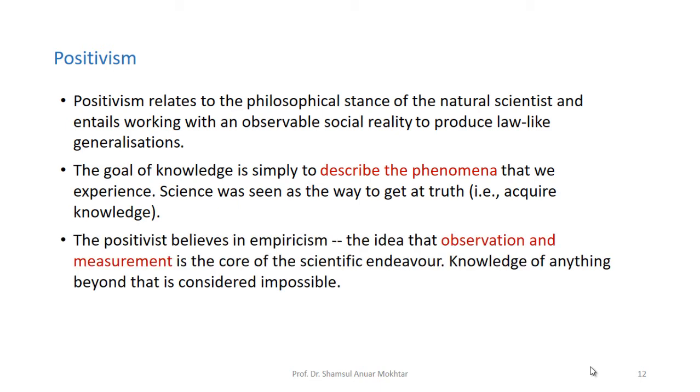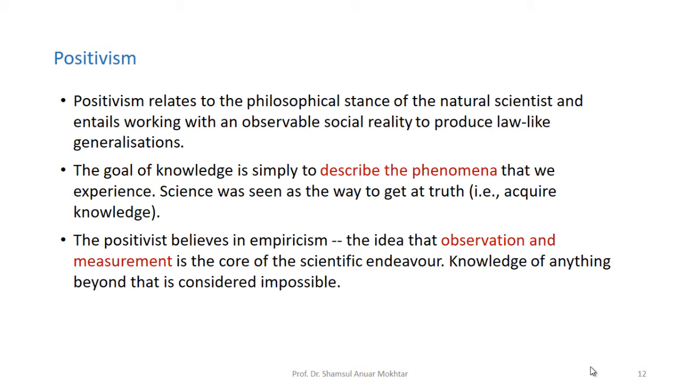Now, the positivist believes in empiricism, something that is empirical. What does empirical mean? Things that can be seen, sensed, or felt. We can see it, taste it, hear about it, feel it, and so on. So the positivist is a scientist who subscribes to this positivism, the idea that observation and measurement is the core of the scientific endeavor.